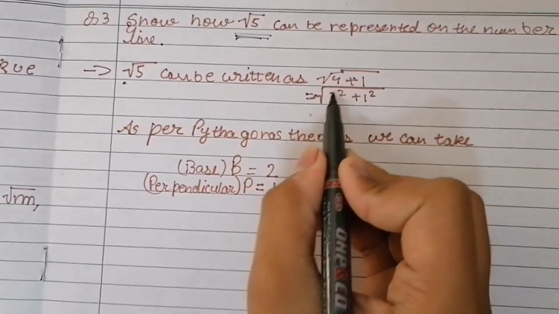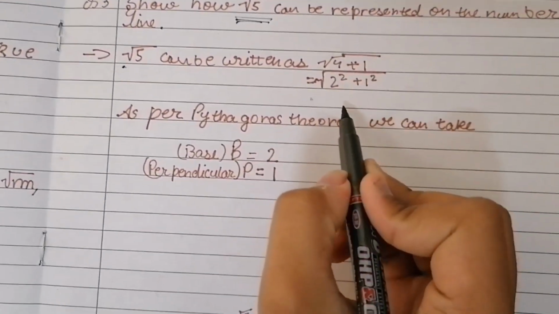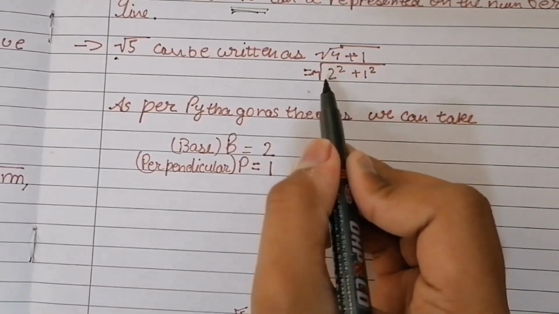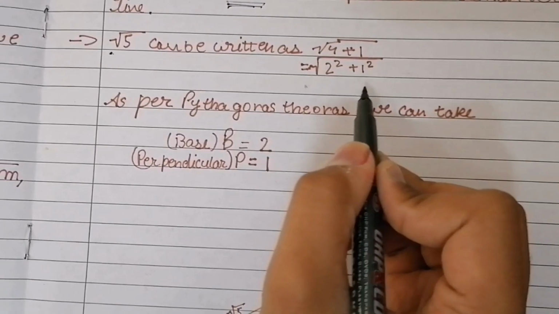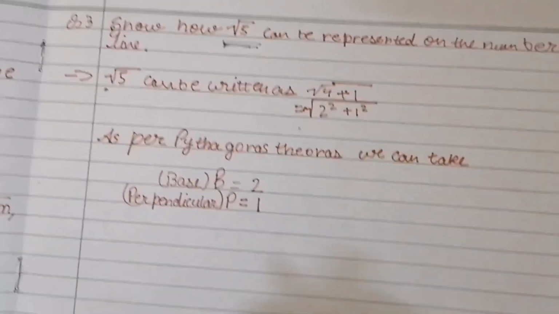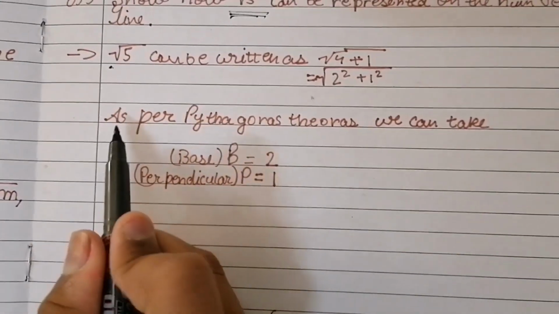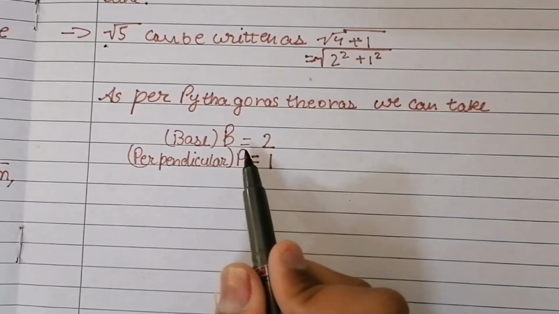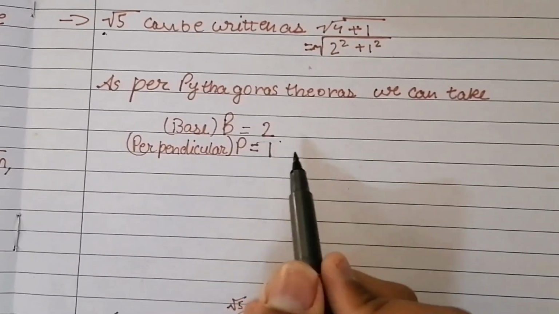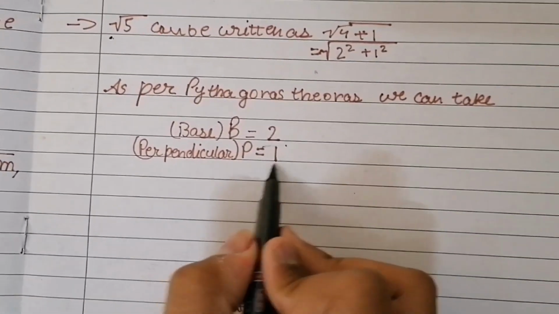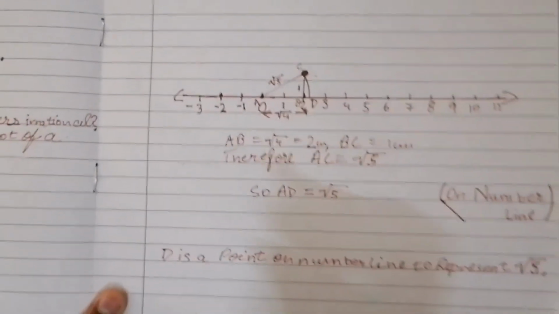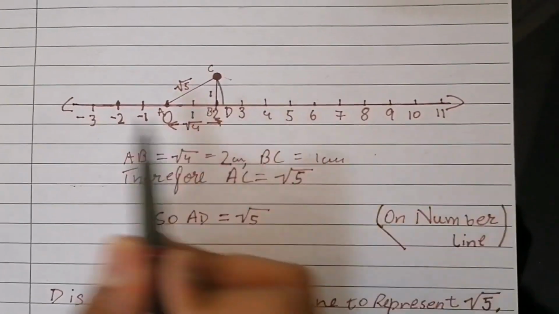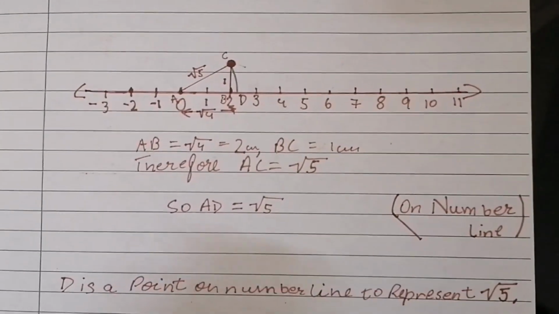Under root 5 can be written as 4 plus 1. So if we take the under root of these numbers, it will be under root 2 square plus 1 square. Now, as per Pythagoras theorem, we can take base as 2 and perpendicular as 1. Now what we have to do is to make a number line and mark its sides.